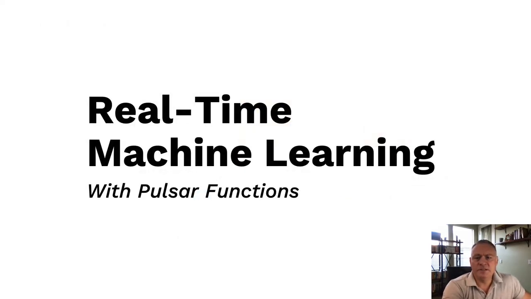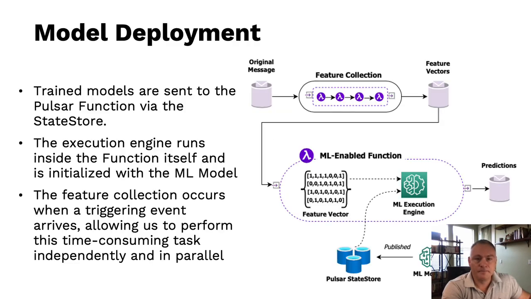So let's put all of this together and walk through an example of how we would use Pulsar functions to deploy a fully trained model on the edge. Step number one is getting the model to the Pulsar function running on the edge. When the data science team has completed its task and deems a model ready for production, they can push the model to the Pulsar state store using a simple REST command, as shown here.